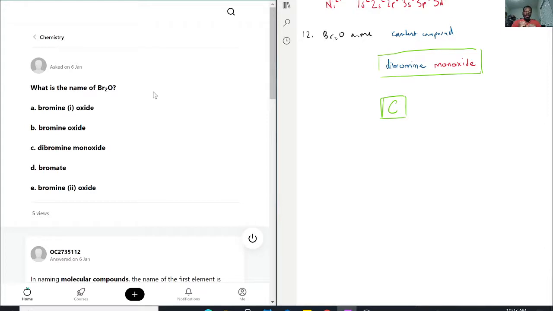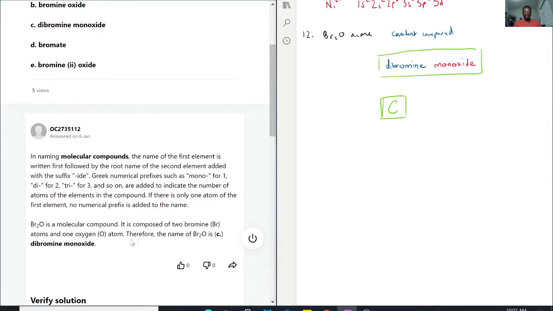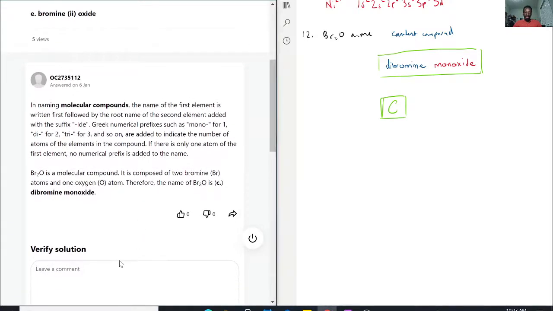And bromine 2 oxide, once again, this is implying that it's a transition metal, which it is not, so we're not going to pick that either. So C is really the only choice you can pick here because it is a covalent compound. So, as we said, the name is dibromine monoxide. So this is correct.